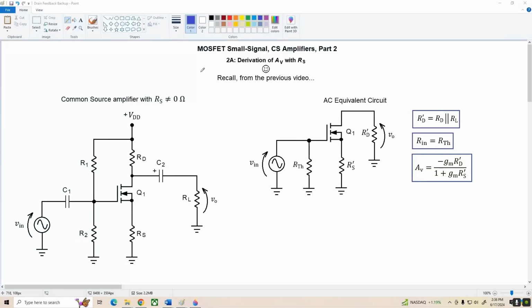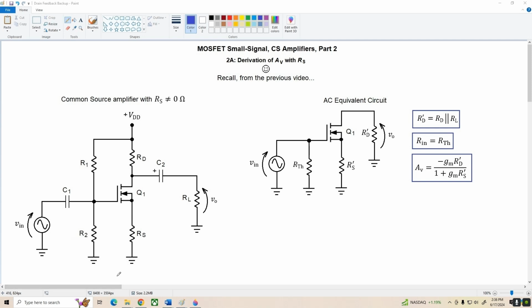We're going to continue our discussion of small signal common source amplifiers by doing the derivation of the voltage gain for the unbypassed common source amplifier. In the last video, the end result was given: voltage gain is negative gm times R'D over 1 plus gm times R'S. And now we're going to see where this comes from.